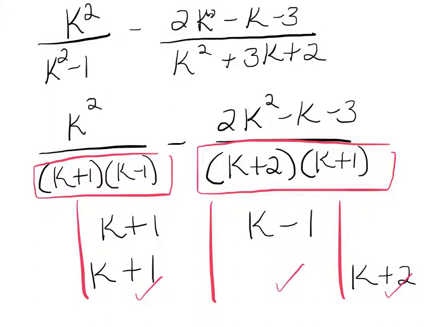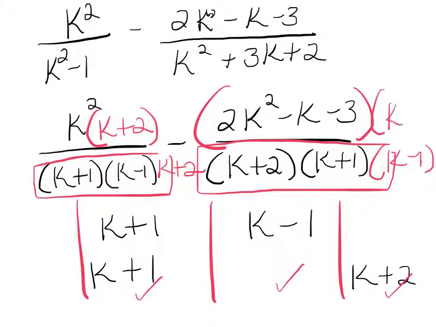So what's missing from this first one? The k plus 2 is. So that's what I would multiply by. What's missing from the second one? The k minus 1. And that's what I've got to multiply that by.